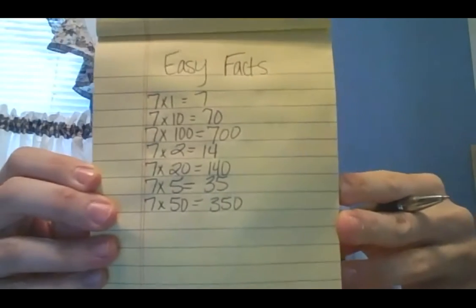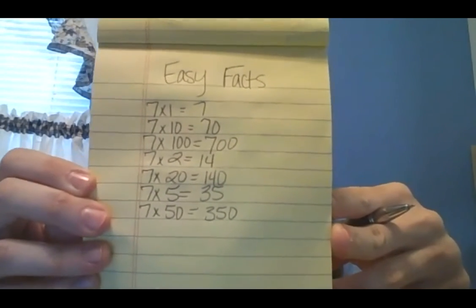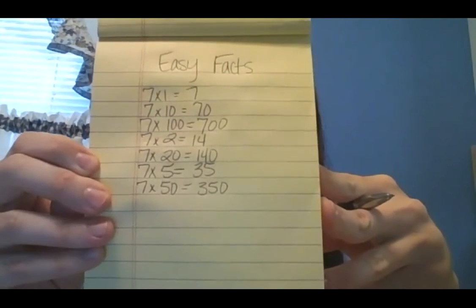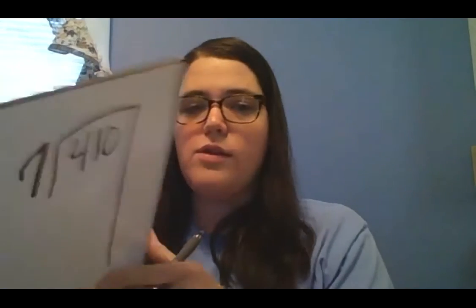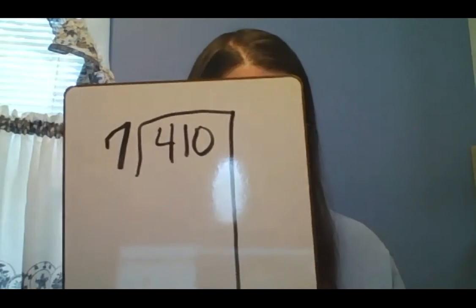So that's a good list of easy facts that we have for 7s. We have 7 times 1, 7 times 10, 7 times 100, 7 times 2, 7 times 20, 7 times 5, and 7 times 50. So those are our easy facts that we know. So now we can look at this. We have 410 divided by 7.